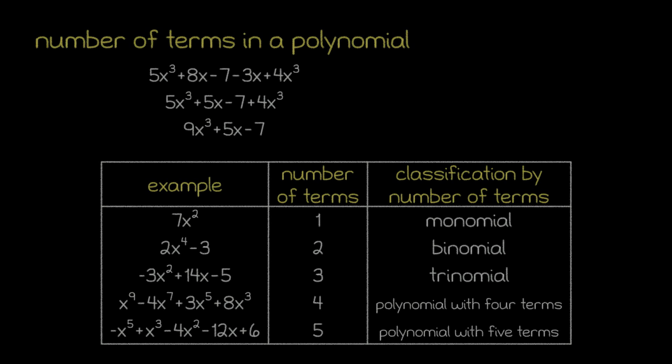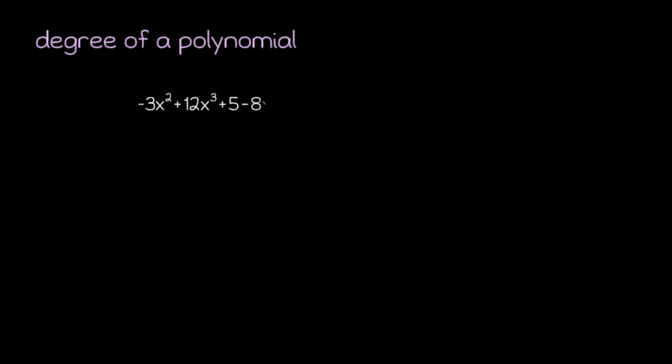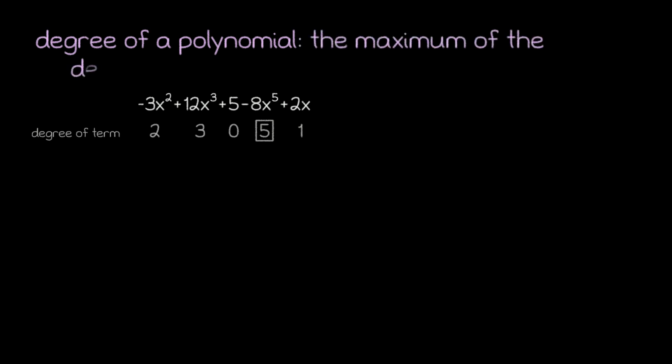For those of you who were hoping for more terminology to learn, though, you'll be happy to know that we also have special words to describe the degree of a polynomial. While we've already discussed what the degree of a term is, how do we determine the degree of a polynomial? Well, it's pretty simple. We just list out the degrees of the individual terms and pick the largest number. Another way of phrasing this is that the degree of a polynomial is the maximum of the degrees of its terms.